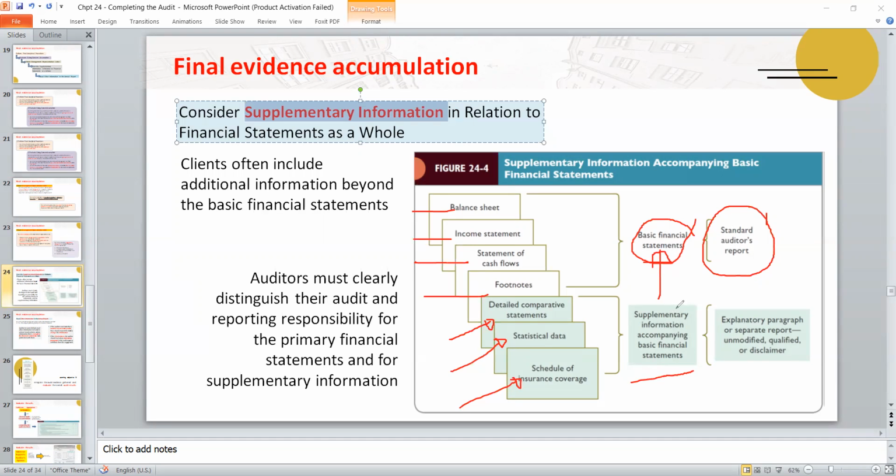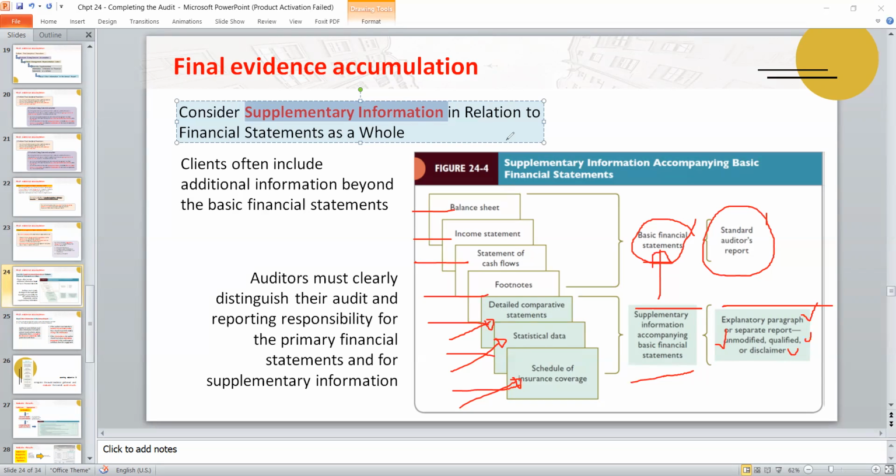And this kind of supplementary information can be used for the opinions, maybe for the explanatory paragraph, the explanation for the unmodified opinion, qualified, or disclaimer. So you can use this supplementary information to make the opinions.